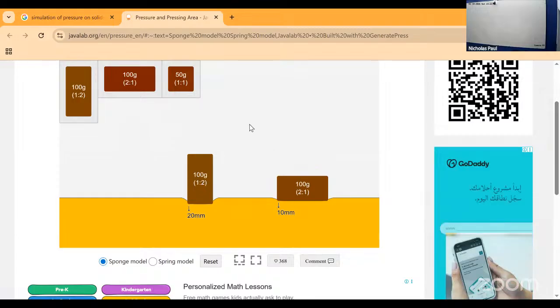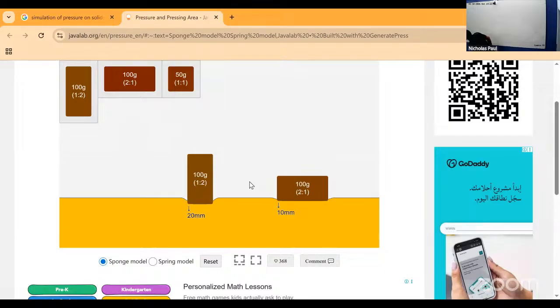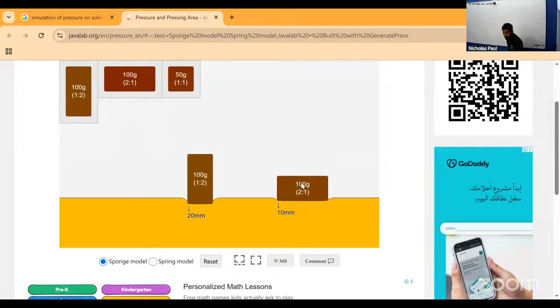Slim guy, right? Let's focus on these two. Right? So my question is, who is exerting a greater pressure? Slim guy or wide guy? Slim guy, right? Slim guy exerting a greater pressure. Why?